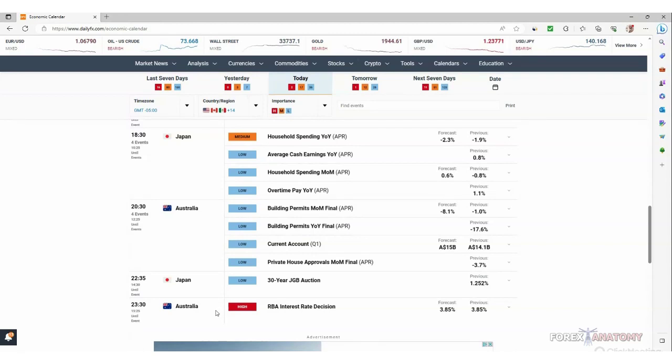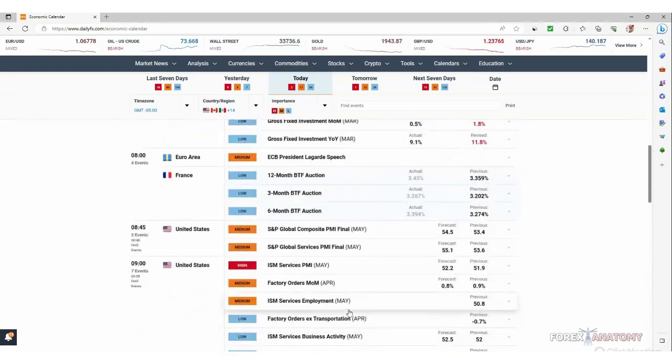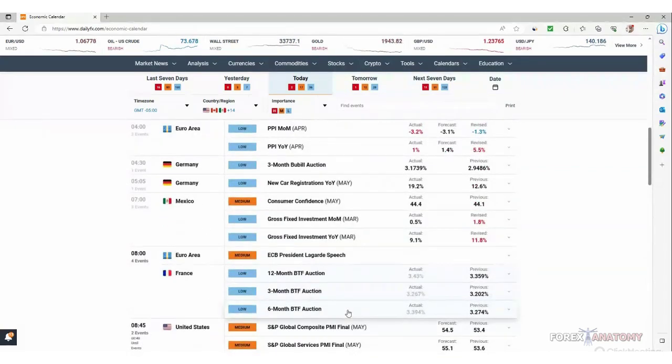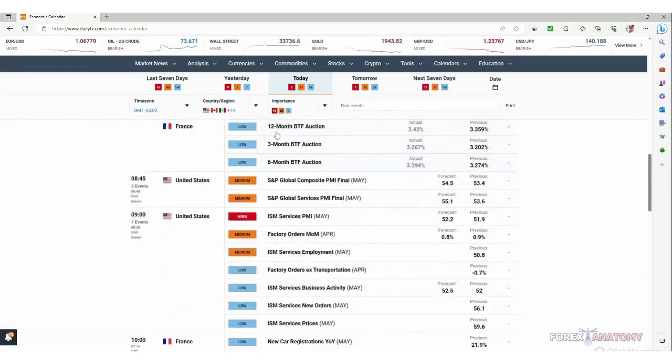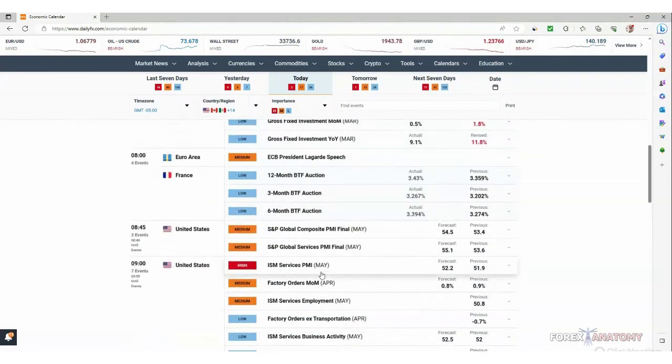The markets are neutral on whether we should see a 25 basis point rate hike or no change. They're unsure, and we can see here that the forecast is for no change. So that'll be coming out during the Asian session tonight. Just be mindful of that for those of you that do trade. But yeah, we just had some bond auctions come out in France.